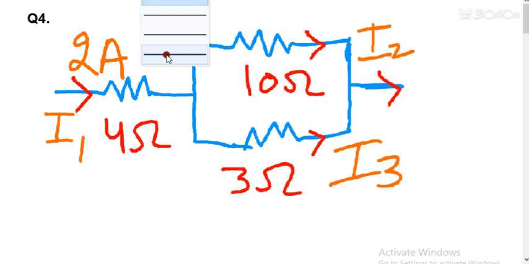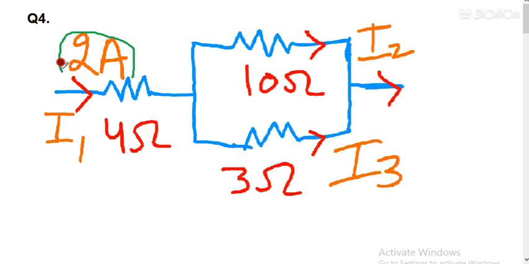So this current is given, that is 2 ampere. This current is coming towards this point. Now after this point, current is divided into I2 and I3. So I1 value is given, I1 is 2 ampere. I will have to find I2 and I3.